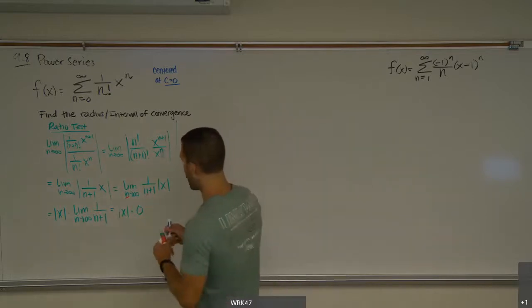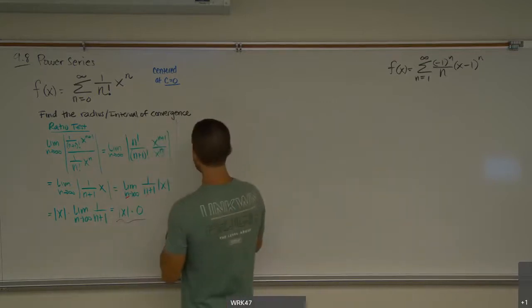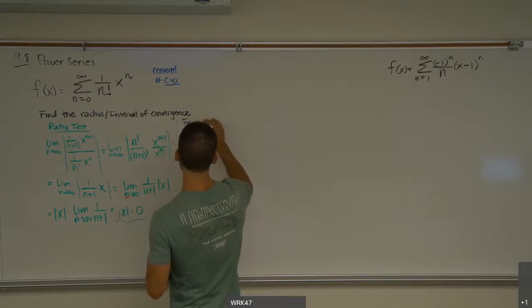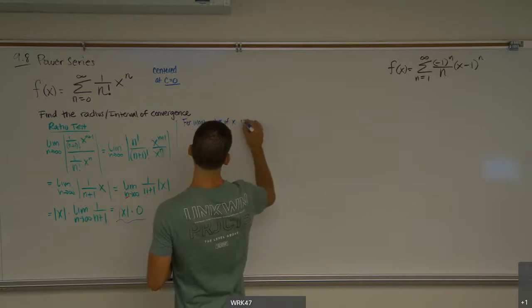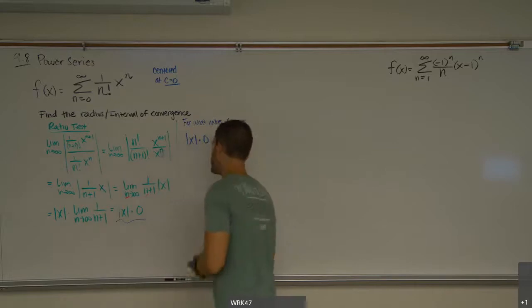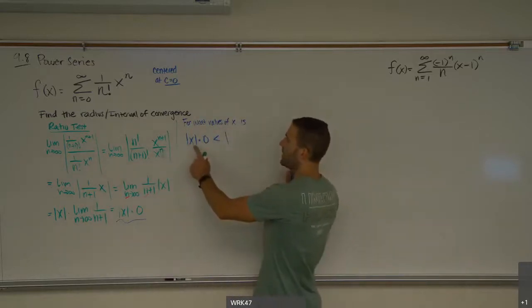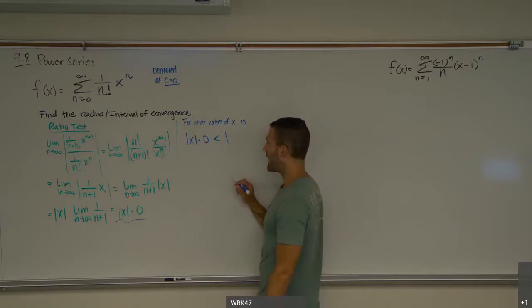And so in this case, we have our answer. We get the absolute value of x times 0. And really what we want to be concerned with now is for what values of x is the absolute value of x times 0 less than 1? Now, this is a trivial question because, well, you'd say any value of x. Why? Because it's times 0. So any value of x would work.